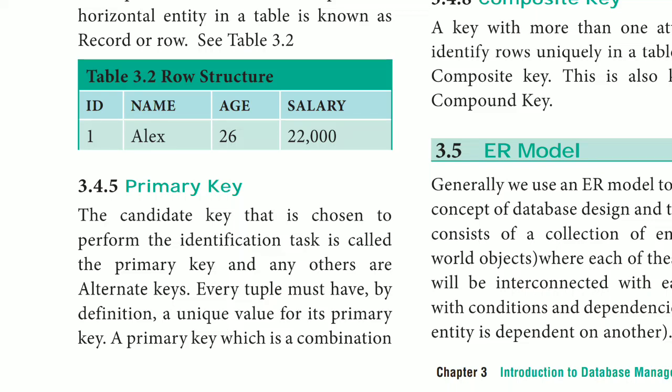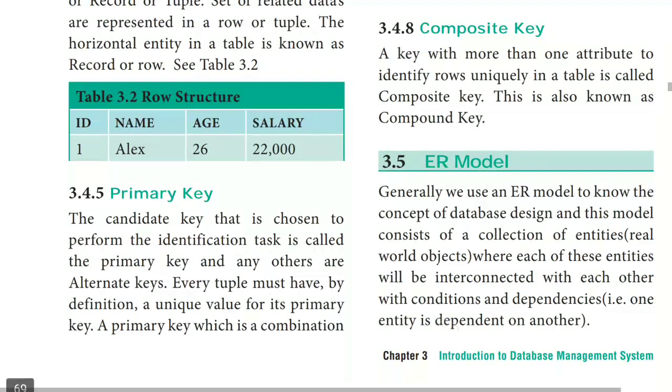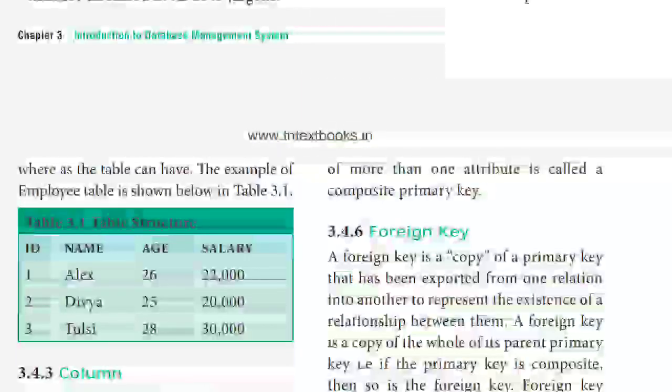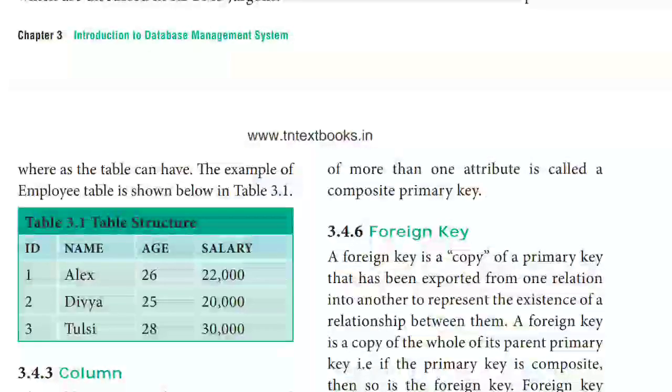Each tuple must, by definition, have a unique value for its primary key. A primary key which is a combination of more than one attribute is called a composite primary key. Here you can see that in the table ID is the primary key, but you can use one or more keys for identification. If you are using more than one key in a table, then it is known as a composite key.